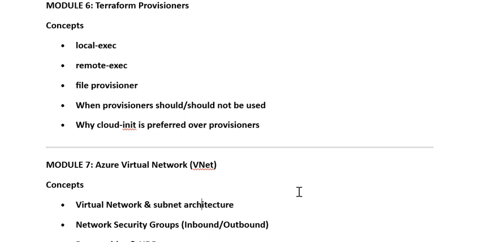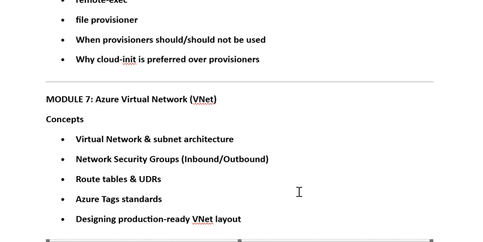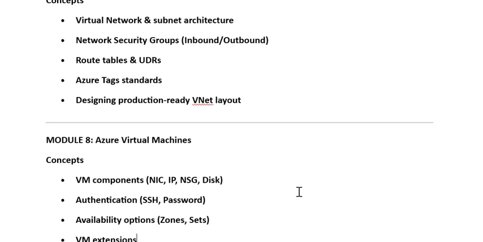It's an important topic, Azure virtual networking. How to create Azure virtual networking, subnet architectures, network security groups, rules inbound and outbound, routing tables, UDRs, Azure tag standards, designing production-ready networks. Everything would be discussed when we come to module 7 and Azure virtual machines.